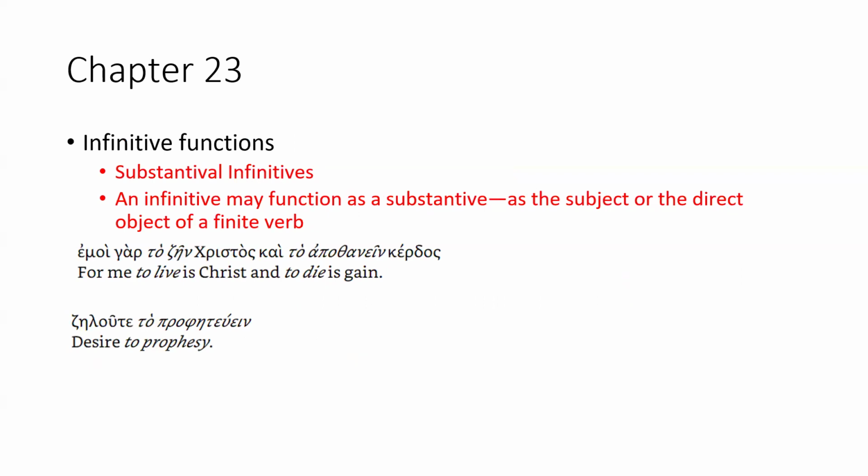Substantival infinitives. An infinitive may function as a substantive as the subject or the direct object of a finite verb. Emoi gar to zein Christos kai to apothanein kerdos. Apothanein. For me, to live is Christ and to die is gain. So in these cases, to live and to die are functioning as subjects, substantives. Zeloute to propheteuein. Desire to prophesy. To propheteuein. So the direct object, what are they supposed to desire? To prophesy. So the direct object is an infinitive.